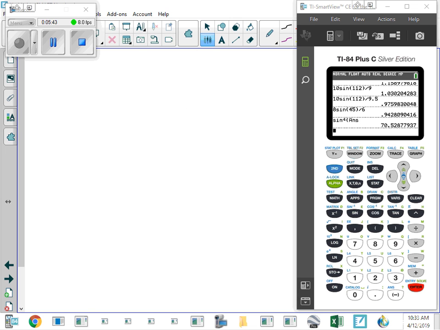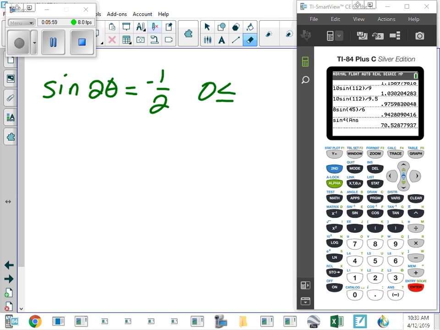All right. Number 7. The sine of 2 theta is equal to negative 1/2 inside of 1 rotation.